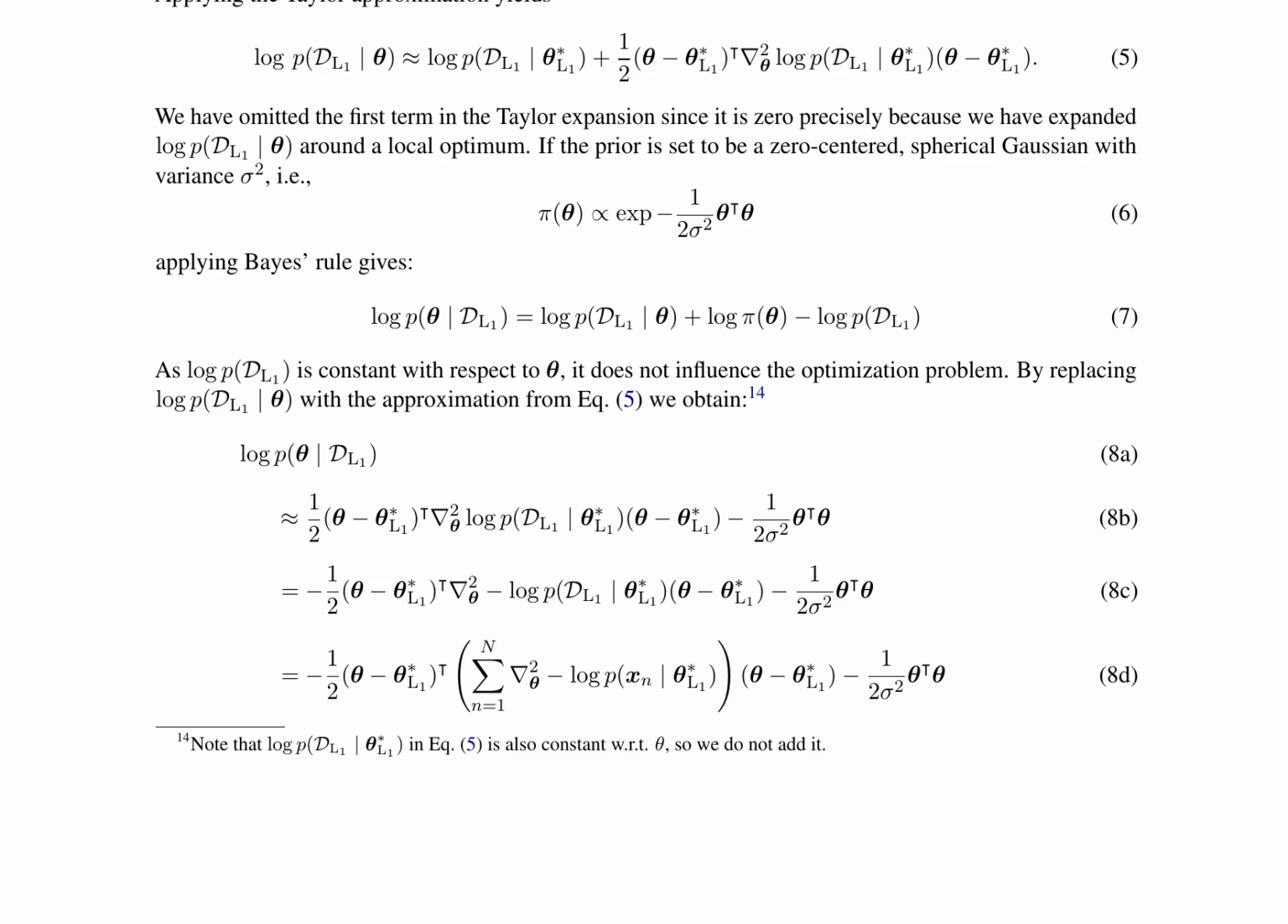Notably, the authors make several assumptions and approximations, including conditional independence between data instances given the model's parameters, a Gaussian approximation to the posterior p(theta | DL1), and a zero-centered, spherical Gaussian prior with variance sigma squared. These assumptions and approximations are essential for deriving the EWC regularization term.